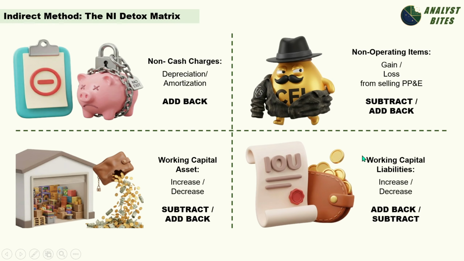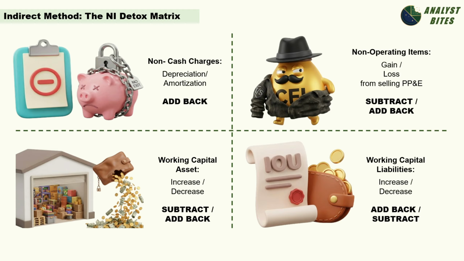Finally, number 4, working capital liabilities, like accounts payable. Accounts payable is money you owe suppliers. If your accounts payable increases, it means you received goods but held on to the cash you were supposed to pay. You essentially got a free loan from your supplier. It acts like an inflow.